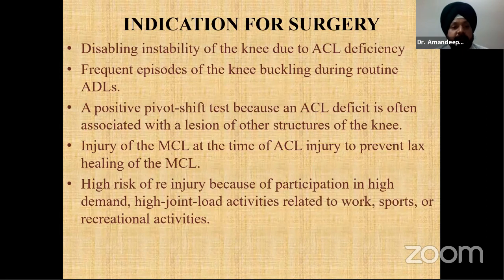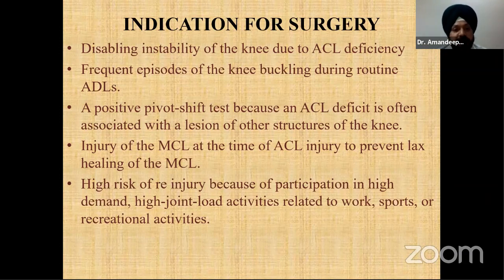Indications for surgery include if the patient complains of disabling instability of the knee due to ACL deficiency, and if the patient complains of frequent episodes of knee buckling. Like I have already told you, when the injury to the knee joint ACL happens, the patient's main complaint will be that the knee joint becomes unstable. There will be an anteriorly deficient knee.